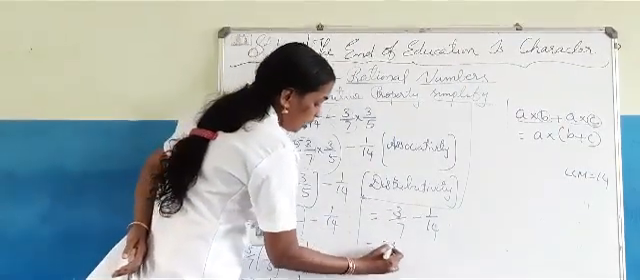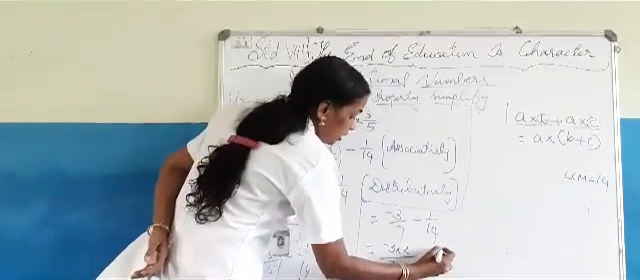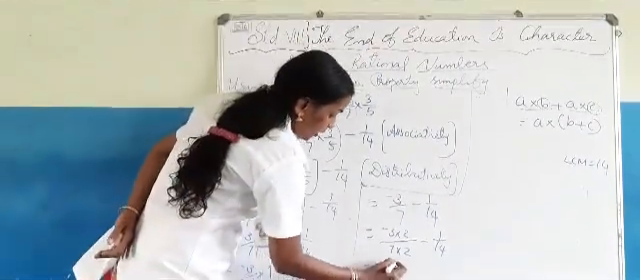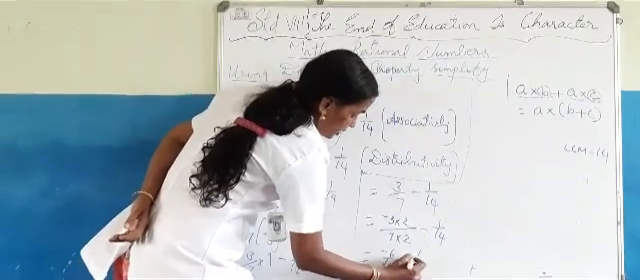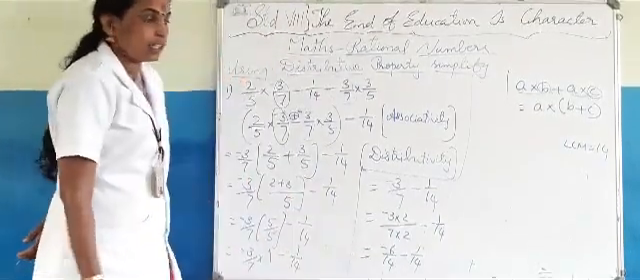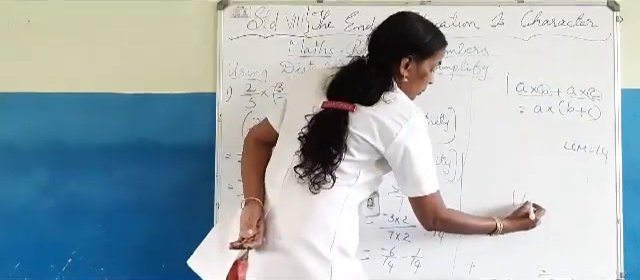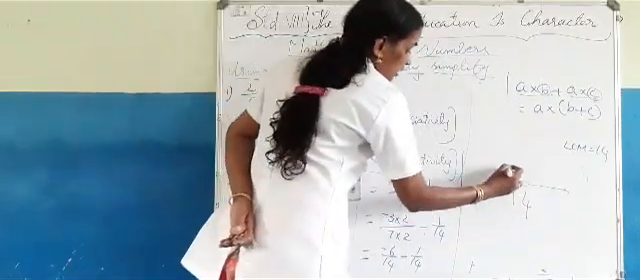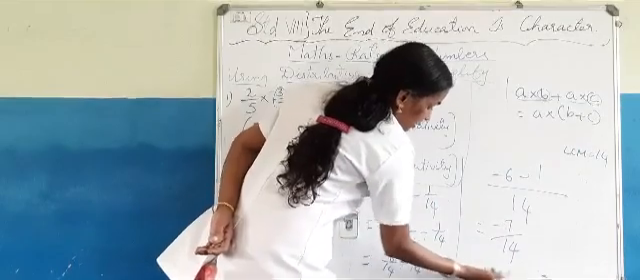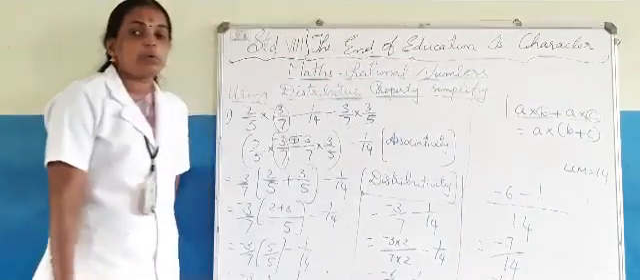For that, the first term you have to multiply numerator and denominator by 2. And the second term, no problem, the denominator is itself 14. So negative 6 by 14 minus 1 by 14. So now we got the same denominator, so we can do operations with the numerators. Common denominator 14, then negative 6 minus 1 is equal to negative 7 by 14. That's equal to negative 1 by 2. Simplest form is negative 1 by 2.